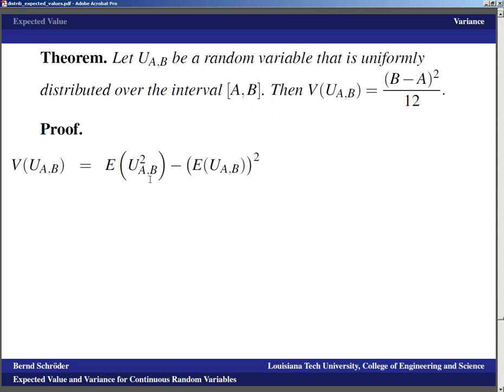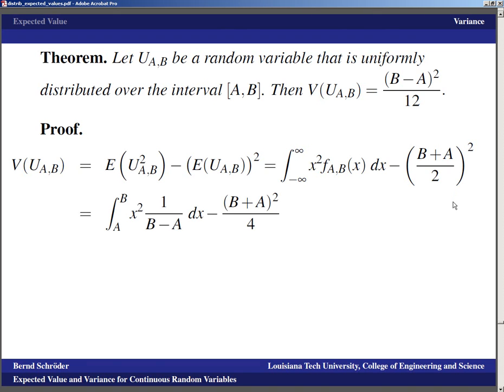The variance is the expected value of the square of the random variable minus the expected value of the random variable squared. So that's the integral from negative infinity to infinity of x squared times the density, minus the expected value squared, which we already had. Well, that's the integral from a to b, x squared 1 over b minus a dx, minus b plus a quantity squared divided by 4.